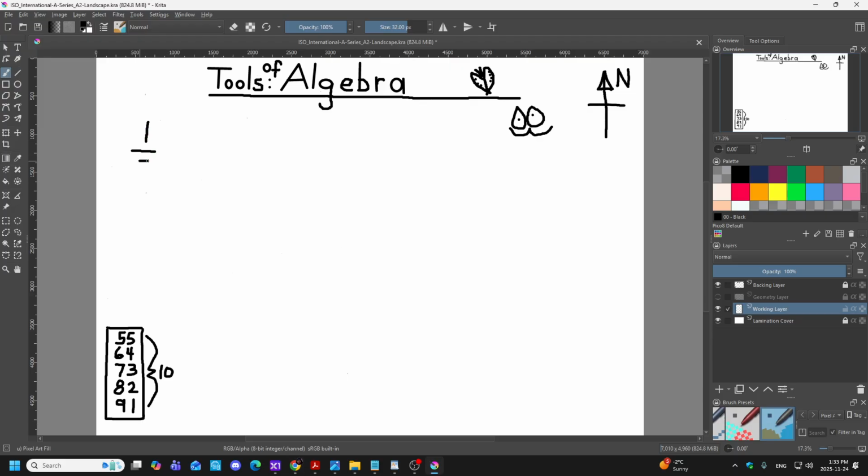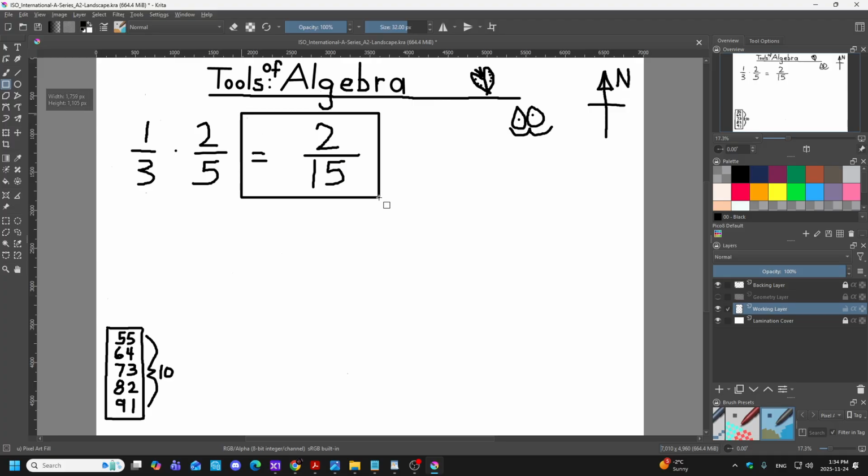1/3 times 2/5. It's multiplication, right? We're multiplying fractions. 1 times 2 is 2. 3 times 5 is 15. As we all know, should have this memorized by now. 2 is a prime number. We are done.